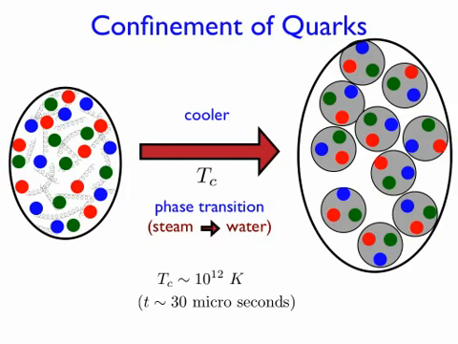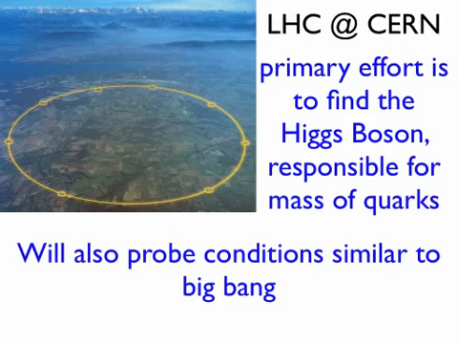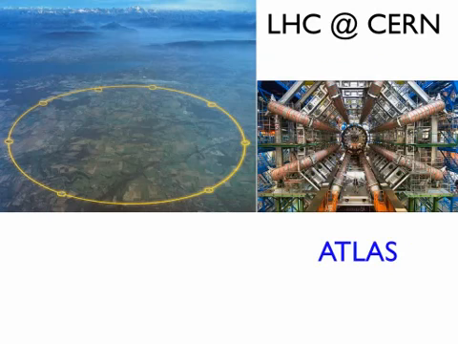Well, ask me again if that doesn't make sense. Okay. So going back to the Large Hadron Collider at CERN, the primary effort, like I said, is to understand how the electromagnetic and weak forces unify. And it turns out this is also responsible for giving each of the quarks a mass. But you'll also probe conditions similar to the Big Bang. And this is actually exciting for me because this experiment is turned on now.